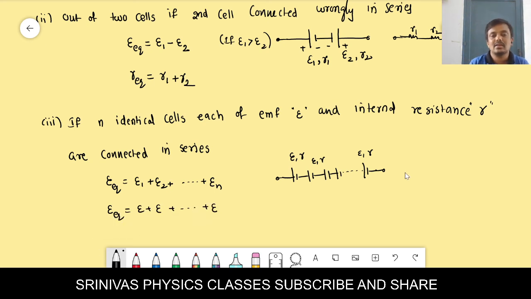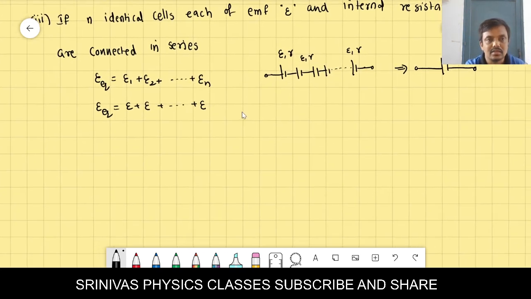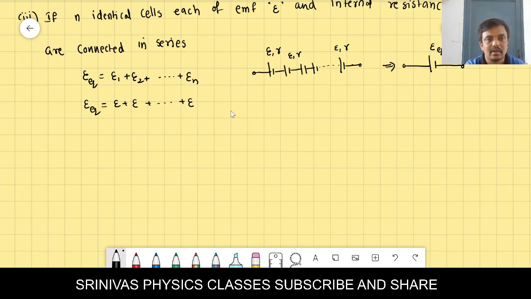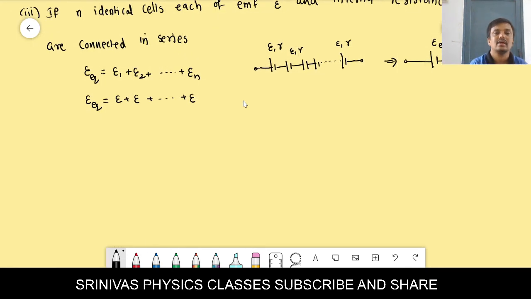All these cells will act as a single cell. That single cell has EMF E equivalent and internal resistance R equivalent. Then what will you get as the effective EMF? NE. NE is the right answer. Effective EMF is NE. That means if you connect the cells in series, you will get a large voltage. You are adding the voltages.